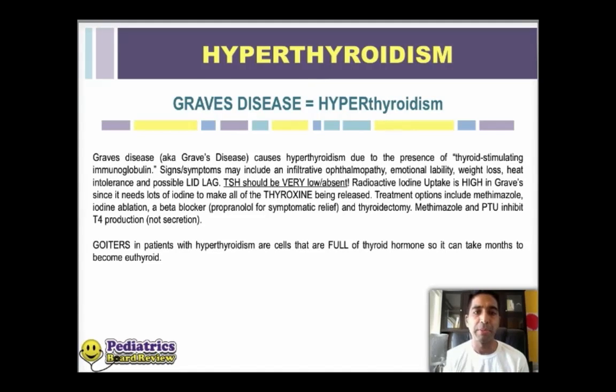Treatment options include methimazole, iodine ablation, a beta blocker such as propranolol for symptomatic relief, and thyroidectomy. In terms of how methimazole and PTU actually work, they inhibit T4 production, not the secretion. They don't affect that. They actually inhibit the production of your thyroid hormone. Goiters in patients with hyperthyroidism are cells that are filled with thyroid hormone, so it can actually take months for you to become euthyroid after the treatment has been instituted.